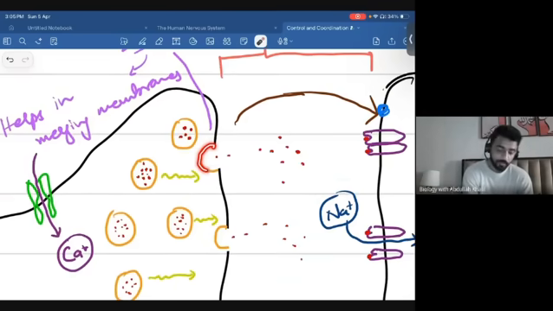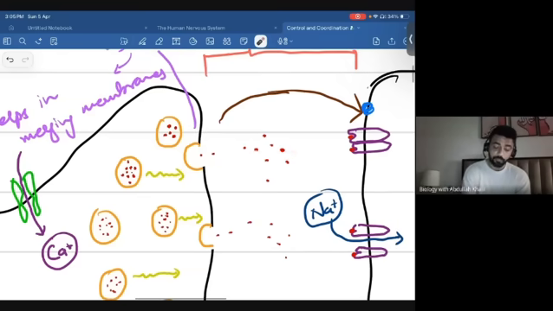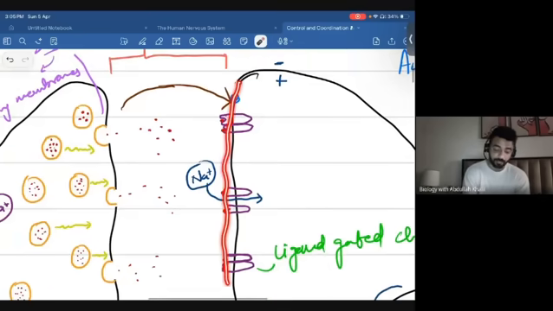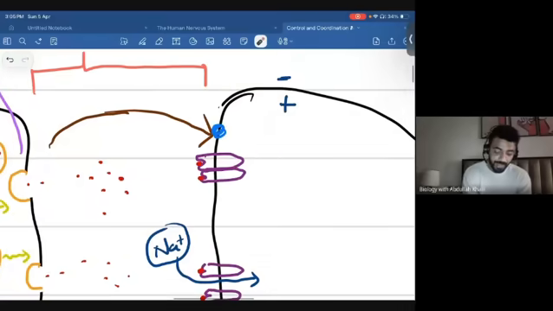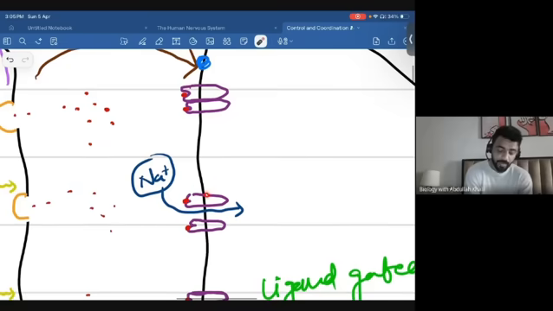As the vesicles fuse with the presynaptic membrane, all these acetylcholine molecules, the neurotransmitters, would be released into this gap. The gap is called the synaptic cleft. So neurotransmitters are released into the synaptic cleft. Neurotransmitters move across the synaptic cleft to the postsynaptic membrane. This is the postsynaptic membrane. Now the postsynaptic membrane has these special receptors for the neurotransmitters. Neurotransmitters or acetylcholine molecules are going to bind here, and as they bind here, the channels would open.